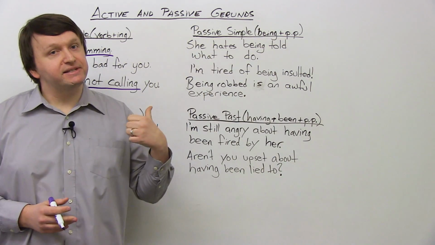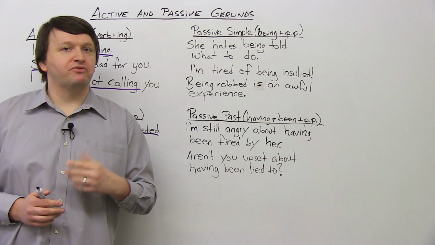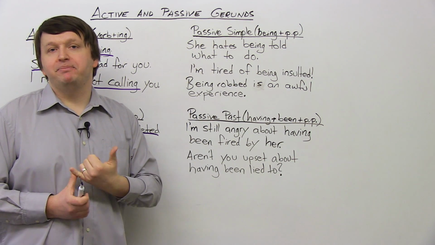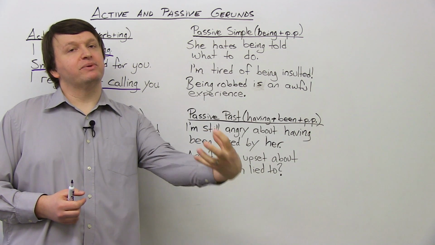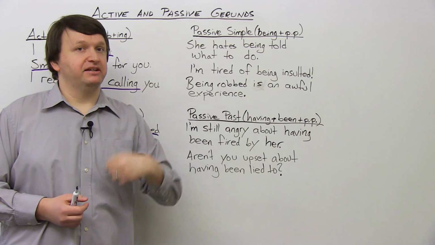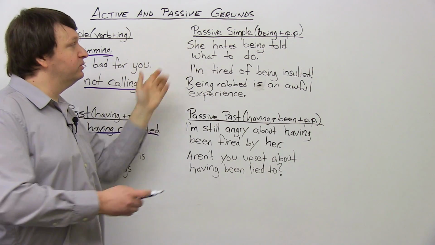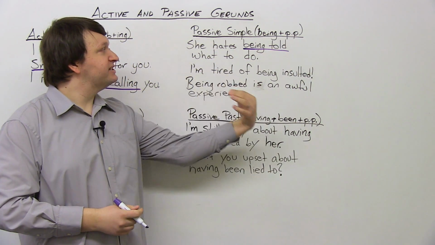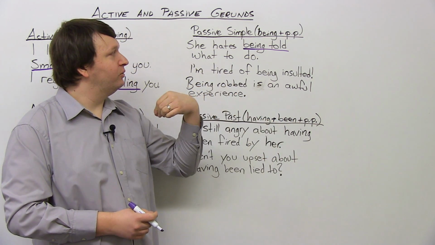Now, let's look over on this side and let's look at how we use passive gerunds. So this might be new for a lot of students here. Passive simple, basically, all you're doing is you have being plus PP. Remember, passive means the person is receiving the action, okay? So being done, something is being done to the person. So for example, she hates being told what to do. Being is the gerund in this construction. She is receiving the action of someone telling her what to do.